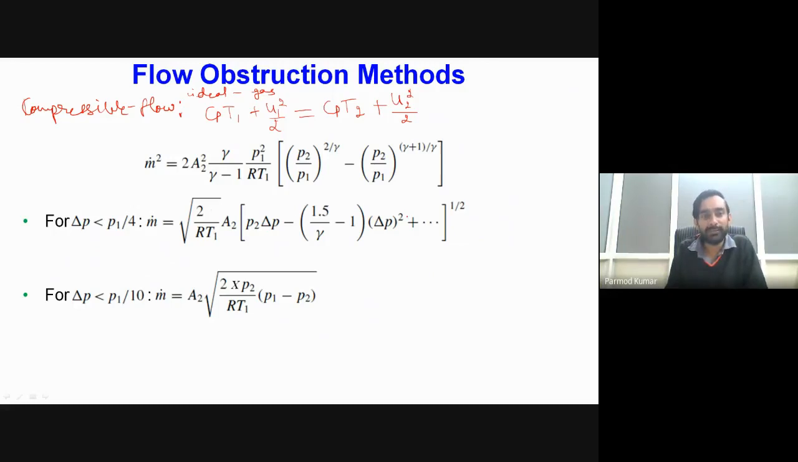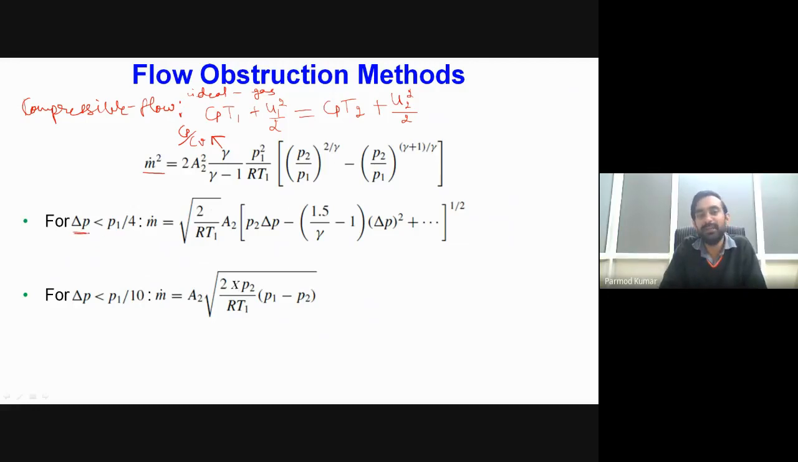So in this particular type of measurement, if we consider compressible flow and an ideal gas, the value of mass flow rate square will be equal to 2 times A2 square multiplied by gamma divided by gamma minus 1. Here gamma is the ratio of specific heats Cp by Cv, into P1 square divided by RT1, and inside the bracket we have P2 by P1 to the power 2 by gamma minus P2 by P1 to the power gamma plus 1 divided by gamma.